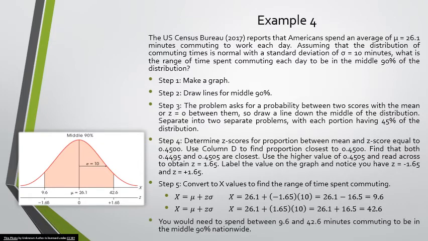So this means that you would need to spend between 9.6 and 42.6 minutes commuting to be in the middle 90% nationwide.